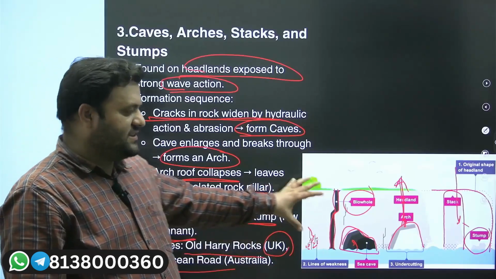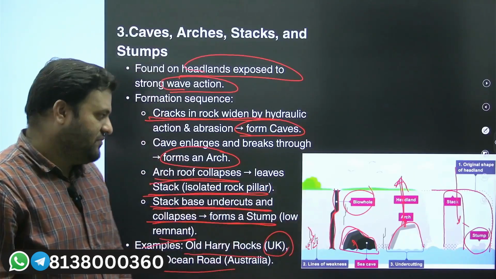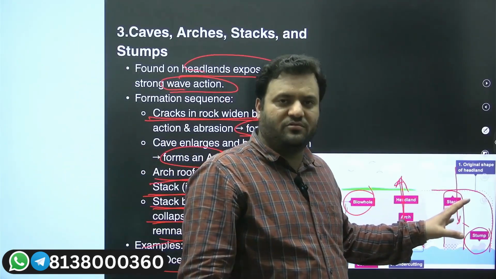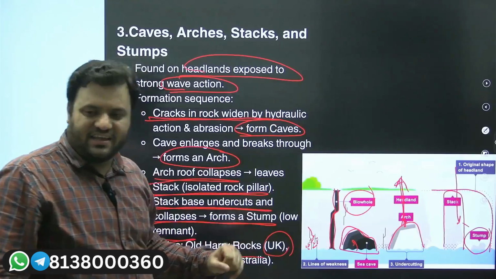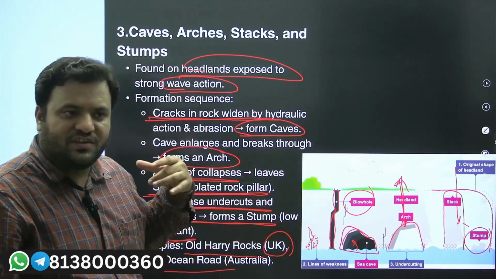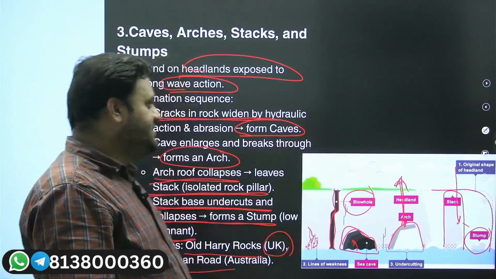Wherever you see these sets of features, it is because of the action of waves that the topographical changes are taking place. The slope orientation is getting changed, and when the slope orientation is getting changed, that's what gives the topographical features which we see.